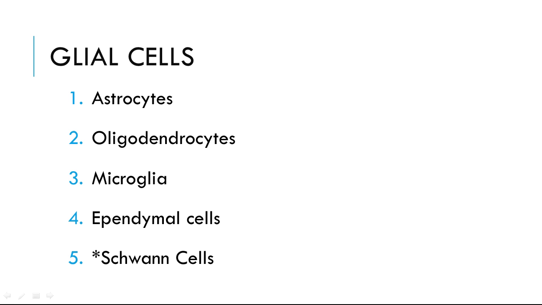Our glial cells include astrocytes, oligodendrocytes, microglia, ependymal cells, and Schwann cells. The first four are localized exclusively to your brain and spinal cord. So these first four are central nervous system glial cells. And that's why I have the asterisk by the Schwann cells. Those must be part of the peripheral nervous system. Accessory cells of the peripheral nervous system.